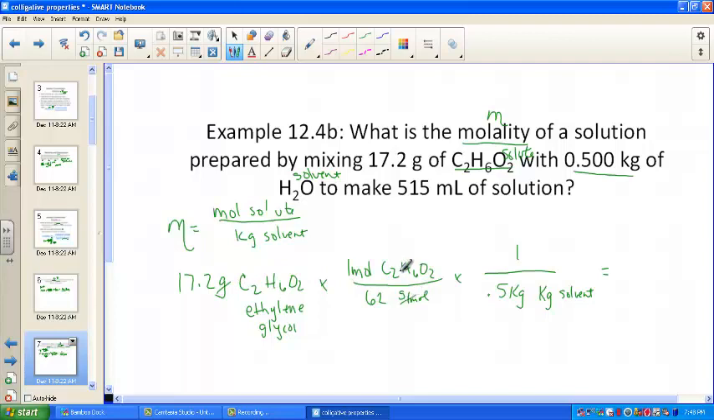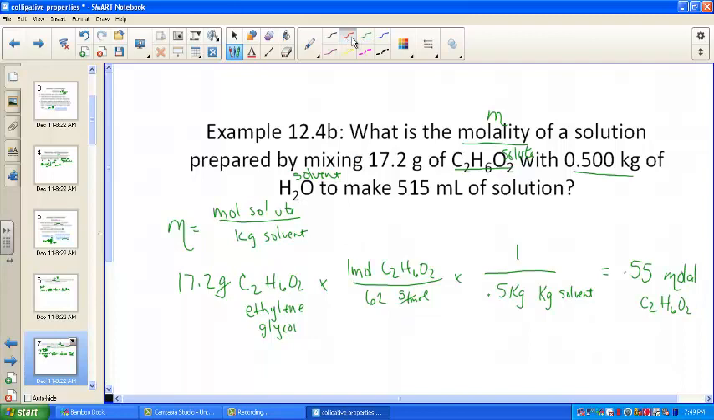Step 1 cancels grams and we're at moles. Moles per kilogram is our molality unit of ethylene glycol. 17.2 divided by 62, divided by 0.5, and my molality is 0.5548. Oh, let's put that down as 0.55 molal. I can write that out. Molal units of ethylene glycol.